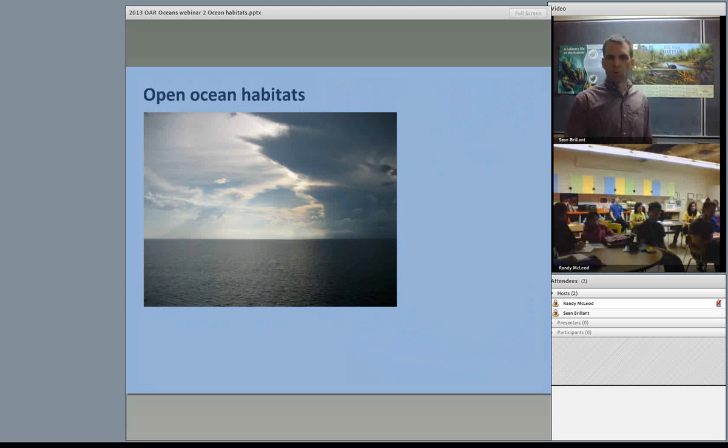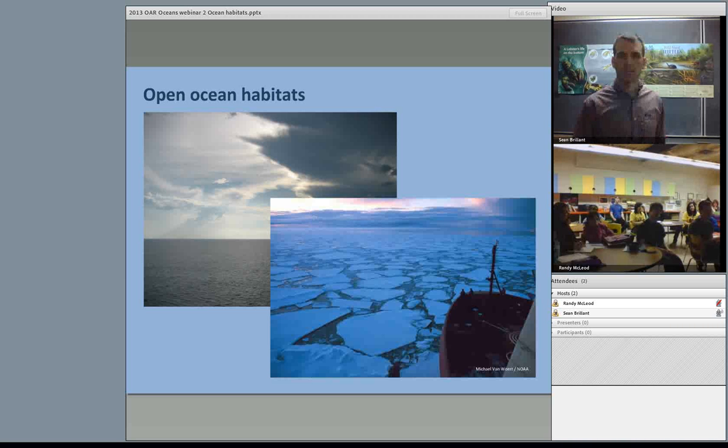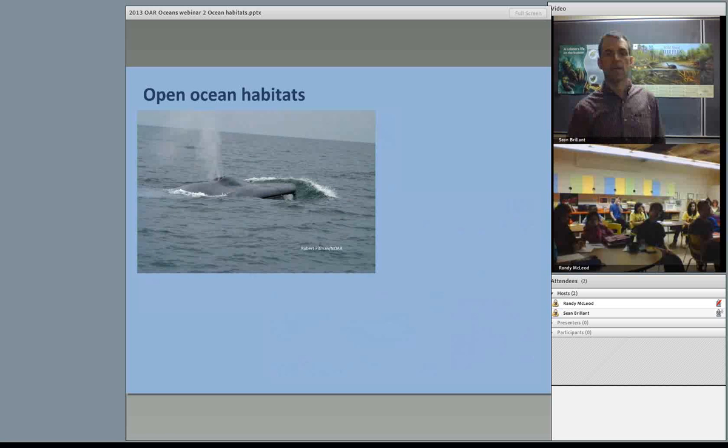So the open ocean habitat has much less obvious features that we can see. Climate and light make a big difference, as well as temperature. And in fact, sea ice is one of the things that can create structure on the surface of the ocean that animals can interact with. The animals in this habitat are also very specialized, as they are in the coastal zone.